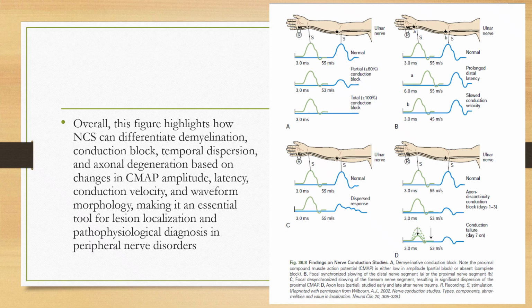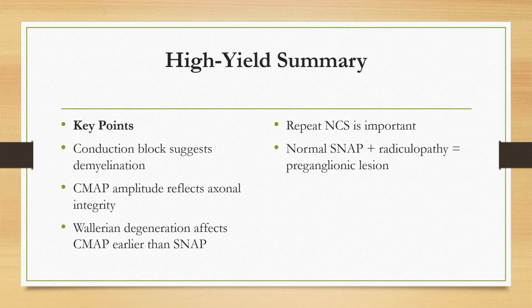Overall, this figure highlights how NCS can differentiate demyelination, conduction block, temporal dispersion, and axonal degeneration based on changes in CMAP amplitude, latency, conduction velocity, and waveform morphology, making it an essential tool for lesion localization and pathophysiological diagnosis in peripheral nerve disorders.